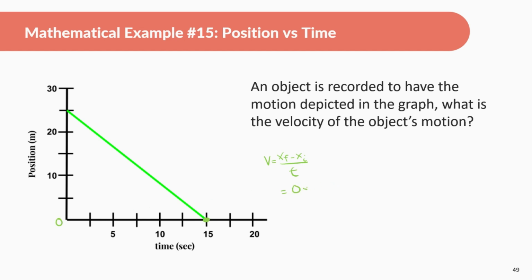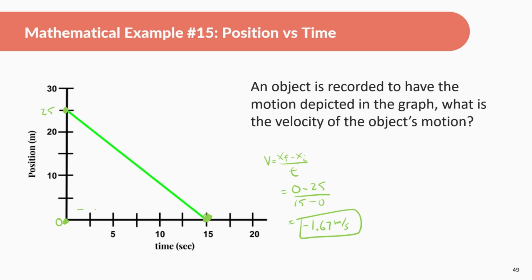So it's going to be 0. And the initial position at the very beginning, it is at this point right here, which is 25 meters. So minus 25 divided by time. We're going from, it ends again at this 15-second point and starts at this 0-second point. So 0. So we got negative 25 divided by 15. And that should give us negative 1.67 meters per second. And I hope this makes sense because what's happening is at the very beginning of time, or at 0 seconds, it is at 25 meters.